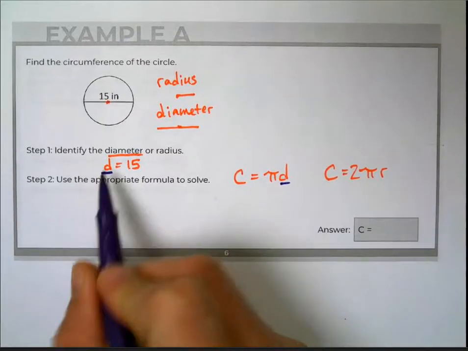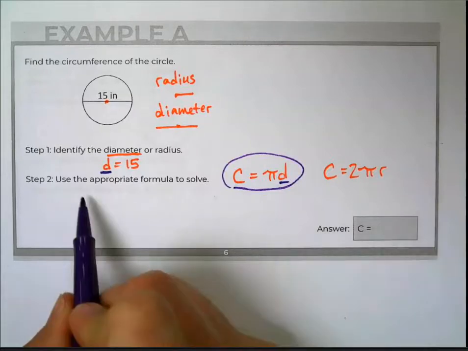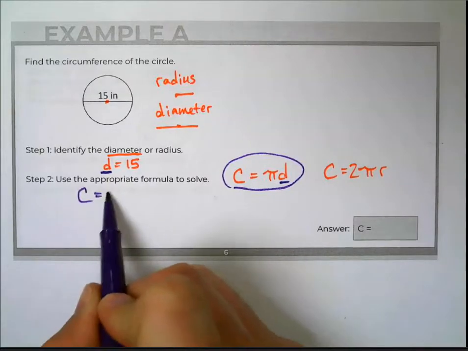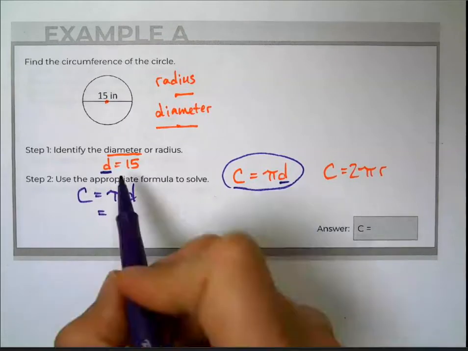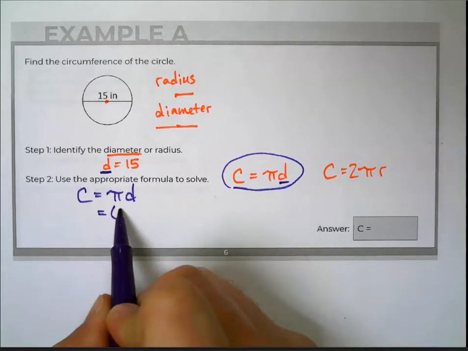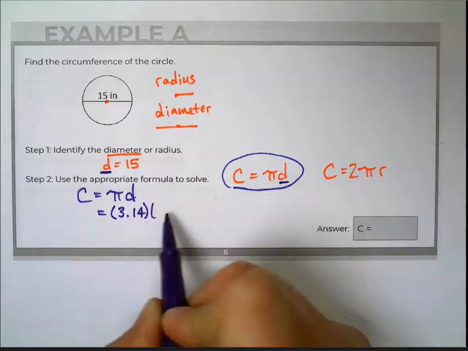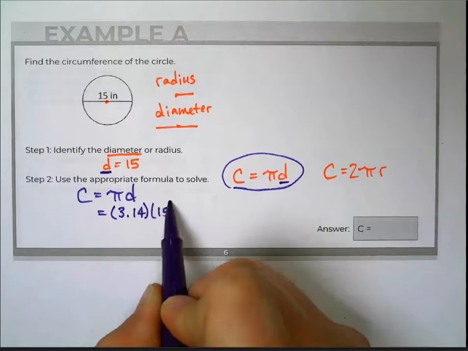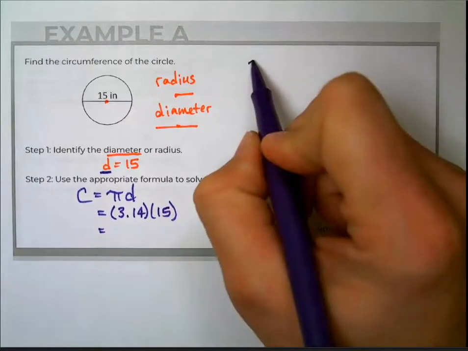Okay, so since we have the diameter, I'm going to use this formula. Circumference equals pi times diameter. Okay, so pi is 3.14 and the diameter is 15. So all we have to do is multiply those.